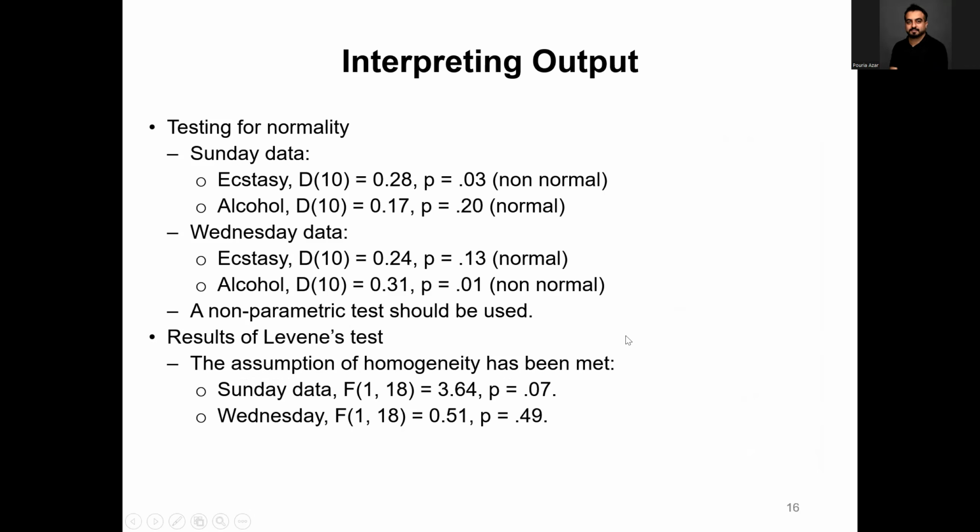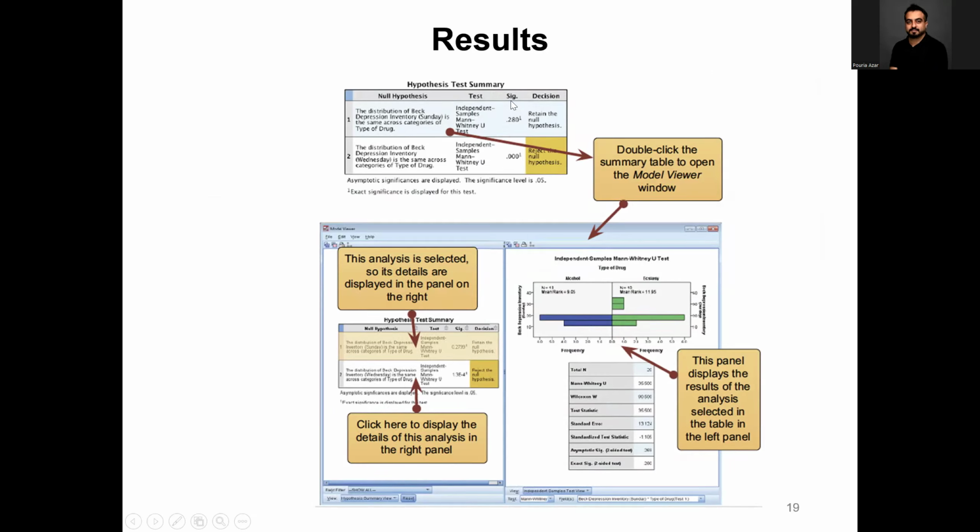So I'm going to show you how to do this. And this is the output I would see from the results. This table is the hypothesis test summary. It gives me significance, which is my p-value. One of them is not significant, another one is significant. The test is the independent samples Mann-Whitney U test. It also gives me some graphs in order to compare the mean or median between two groups.